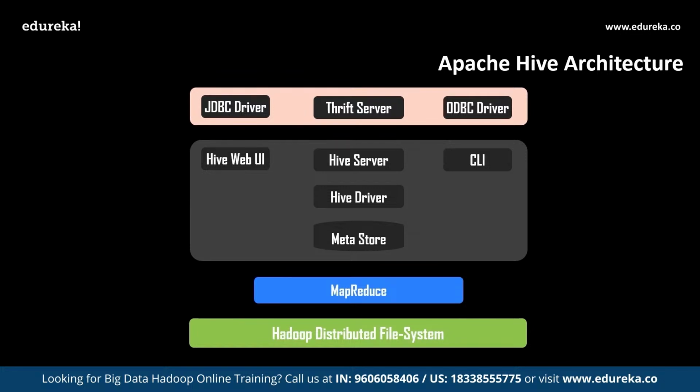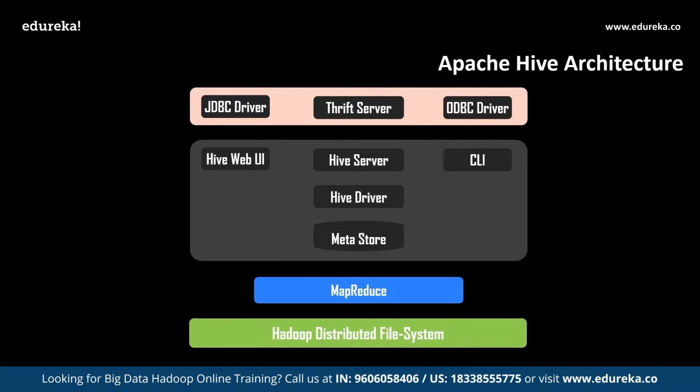Followed by that, we have the Hive services. The following are the services provided by Hive. They are Hive CLI, Hive Web User Interface, Hive Metastore, Hive Server, Hive Driver, Hive Compiler, and lastly, the Hive Execution Engine. The Hive CLI or Command Line Interface is a shell where we can execute the Hive queries and commands. Followed by that, the Hive Web UI is just an alternative to Hive CLI. It provides a web-based graphical user interface for executing Hive queries and commands.